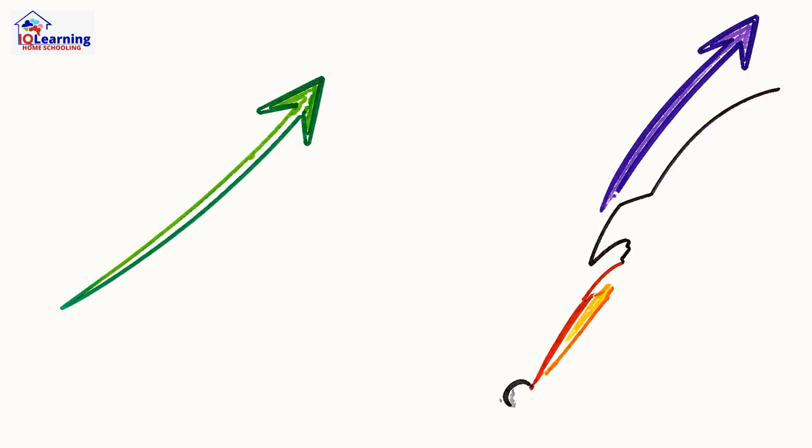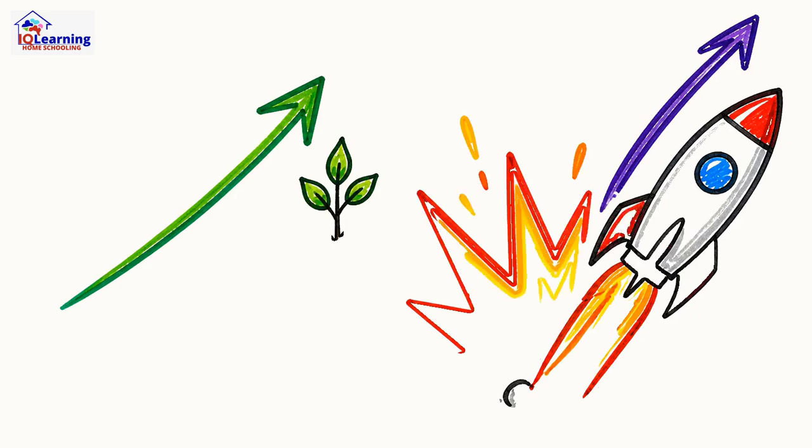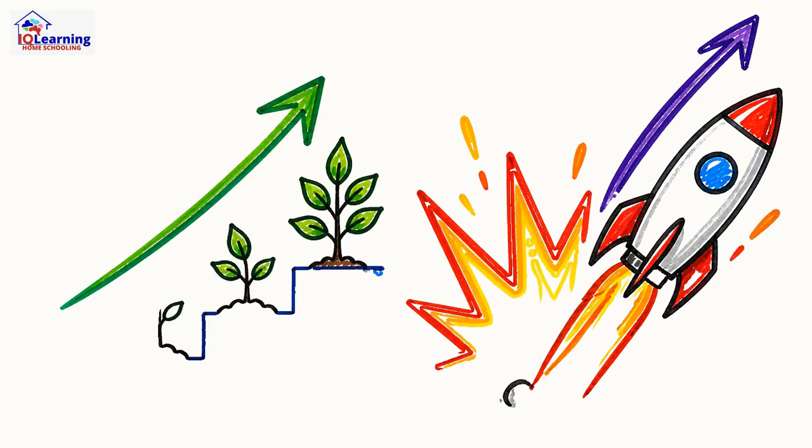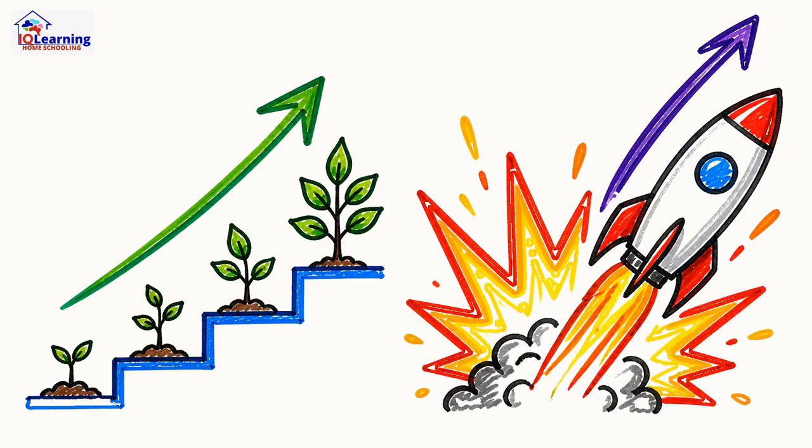Have you ever noticed how some things grow steadily, step by step, while others seem to explode overnight? Mathematics has a language for this. It's all about sequences, an ordered list of numbers following a hidden rule.